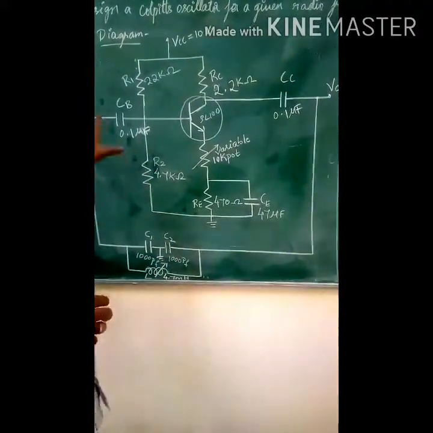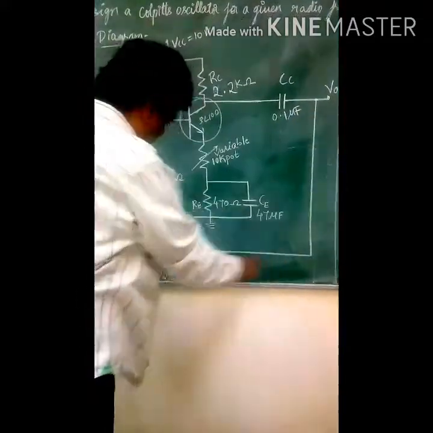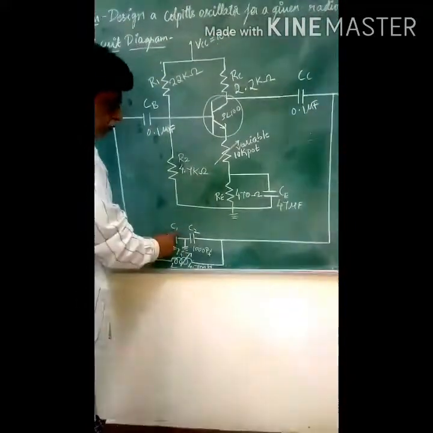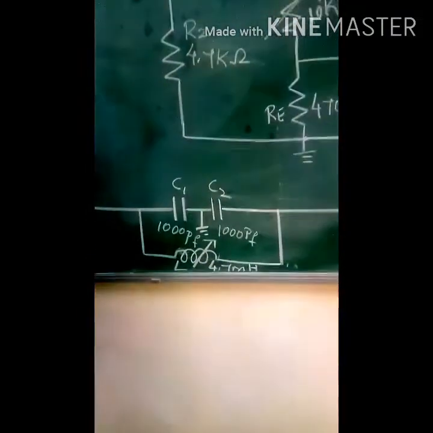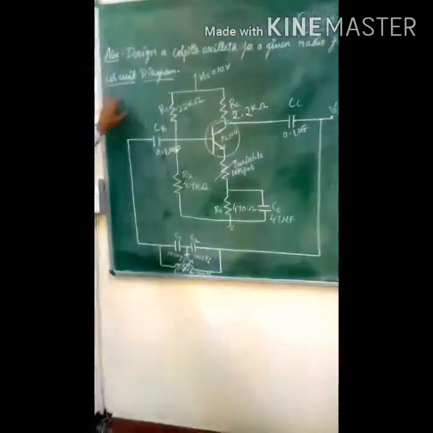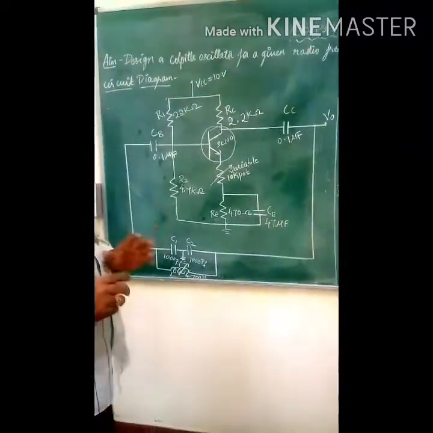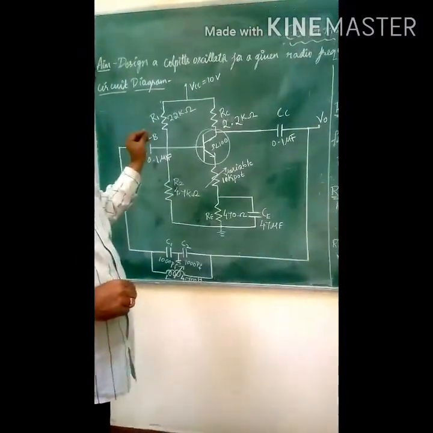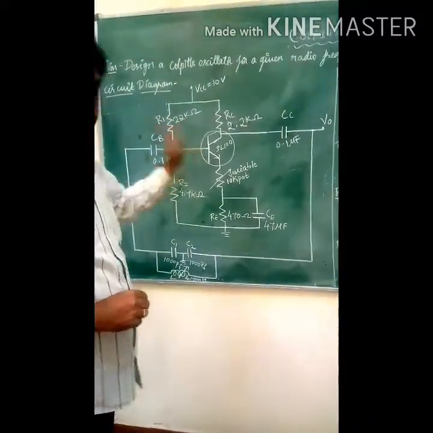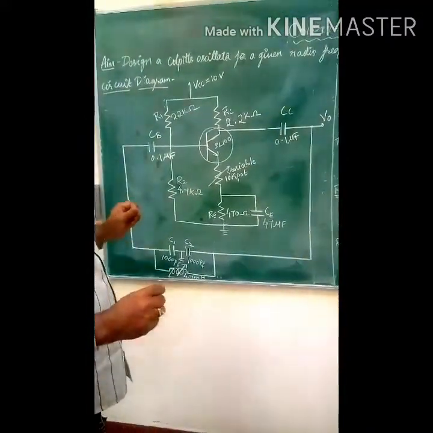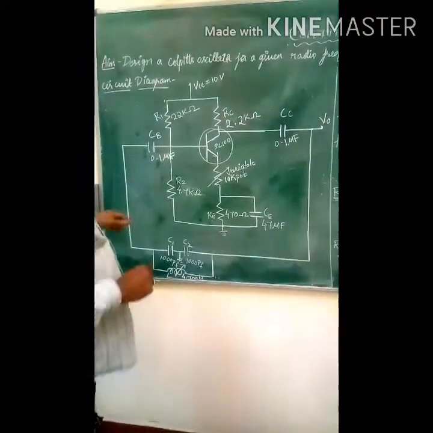This entire output is connected to a tank circuit where C1 and C2 are in parallel with the inductor. The beauty of the oscillator is that it does not have any input. It only produces oscillations of your required frequency. Now, what is the importance of this oscillator?